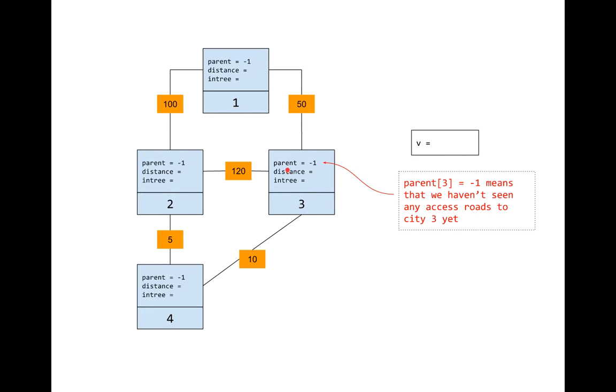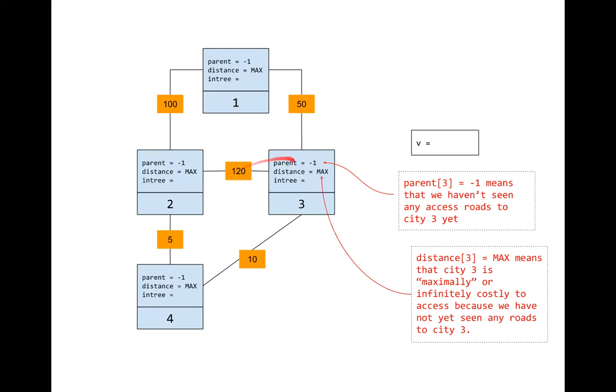Okay. So then, what does it mean, and what should be our initial values for our variables? Well, parent for each of our vertices or each of our cities is initially set to -1, which isn't any of our cities, right? It should be one of our cities, but it's not, which means that we haven't yet seen any access roads to that particular city. So if parent of 3, for instance, equals -1, that means we haven't seen any access roads to city 3 yet at all. And likewise for all the other cities, which makes sense at the beginning of our algorithm. We haven't started exploring any roads, so there is no parent for any road.